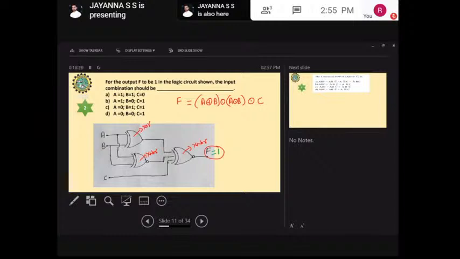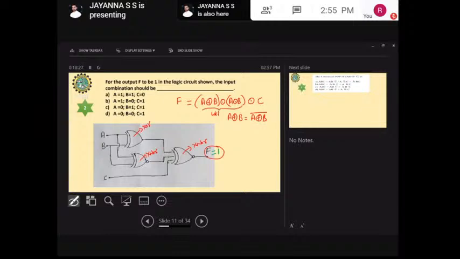Okay, but we know that A XOR B is equal to A XOR B complement. We know that A XOR B equal to A XOR B complement. So what I'm going to write here is, I'm going to consider only this expression.